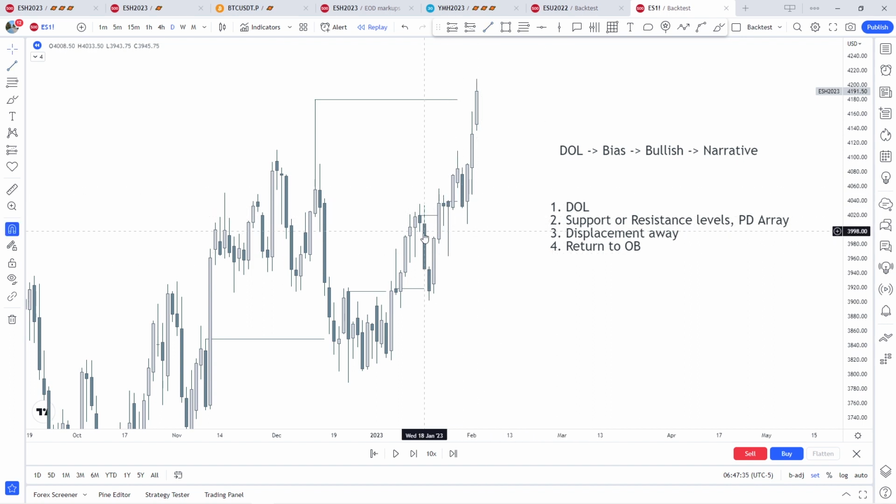Dull PD array, displacement away, return to order block. Exactly. Now, why does it need to fit our draw on liquidity? If we know institutions, banks, whatever you want to call them, are buying in down candles, buy. What happens once we take our draw on liquidity?